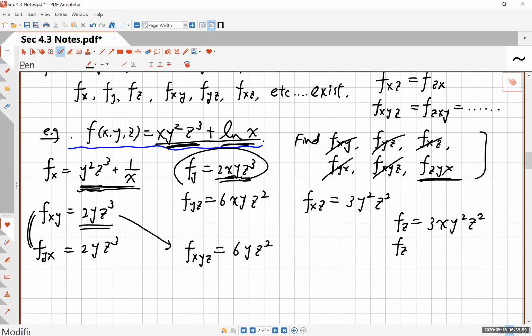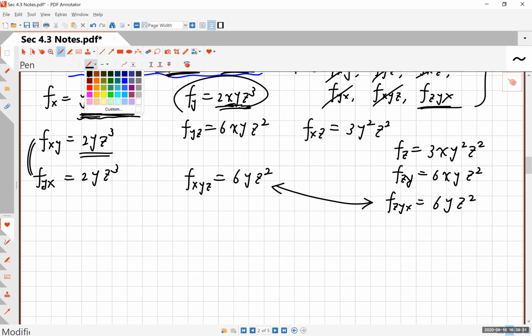Okay, f sub zy is the derivative of this with respect to y. That's 6xy z squared. And then we take the derivative of that with respect to x. So you get 6y z squared. And you are very excited because you get the same thing as f sub xyz, which is the same as f sub zyx. All right, so even when you go into the third mixed partial derivatives, the order of differentiation actually does not change, and everything works out nicely, right?